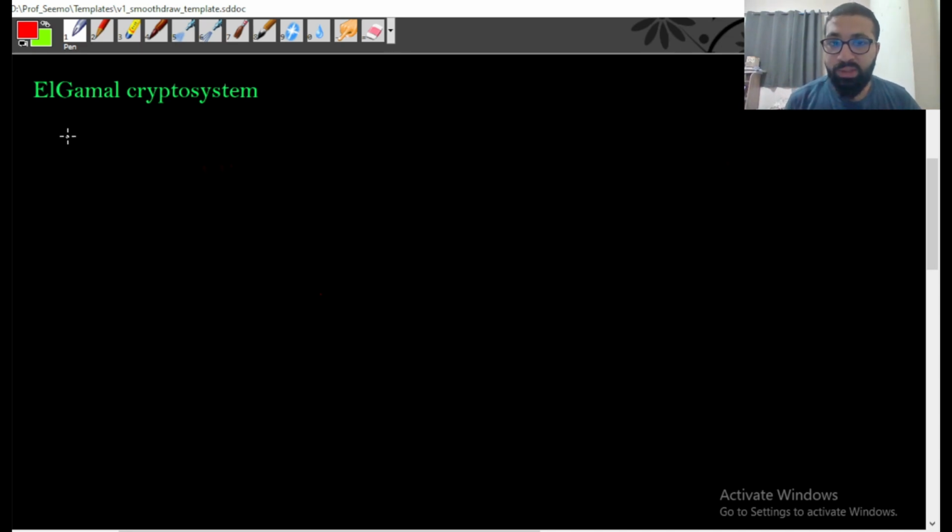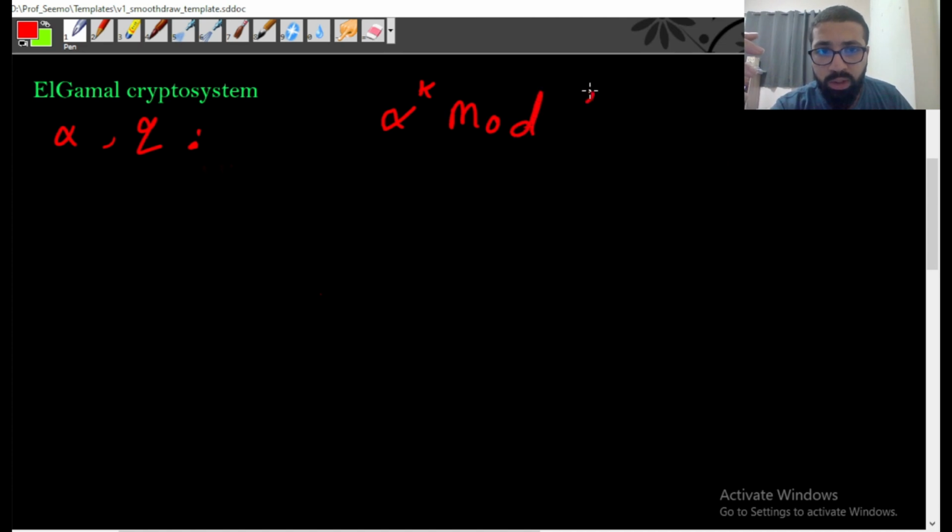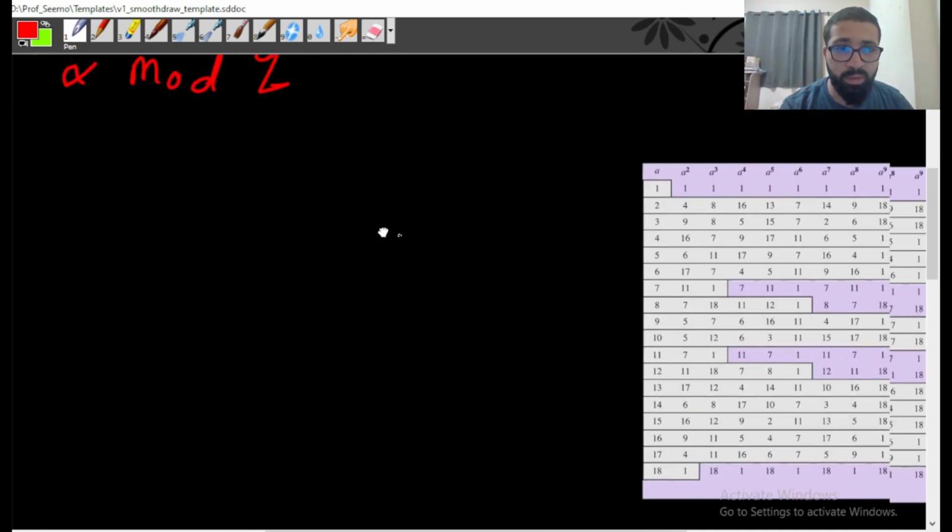We start with the two parties agreeing on two variables, which are alpha and q, where q is a large prime number and alpha is a primitive root of q. What does that mean, and how does that help us? First let me draw this. Assume we have alpha to the power of k mod q. If alpha is a primitive root of q, we would have a larger set of unique numbers or unique patterns. To see this visually, let me show you this table.